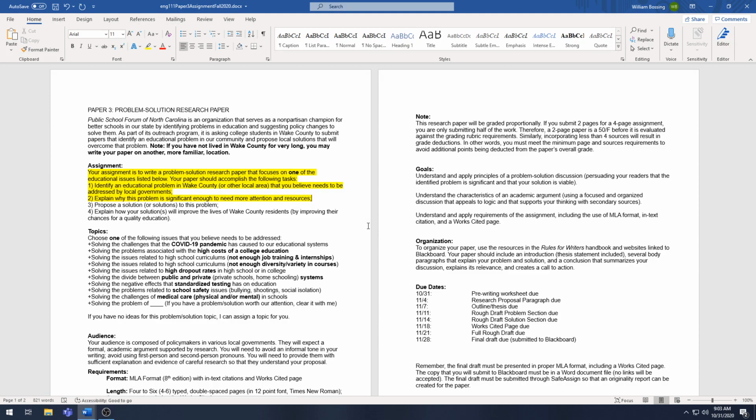I just don't want these big national issues, because this is a relatively short paper. I know, easy for me to say. I don't have to write the thing. But it is a relatively short paper, and it's really hard to deal with nationwide problems that I have a great idea for in a 4-page or 5-page paper. So keep it local, keep it about education.